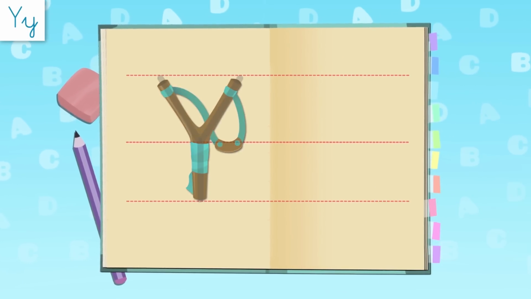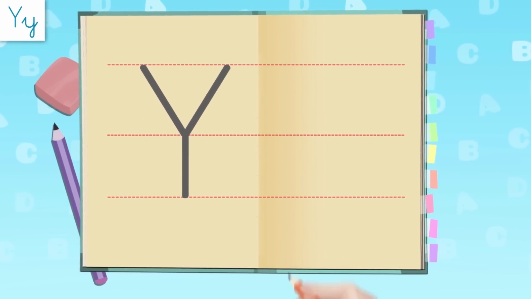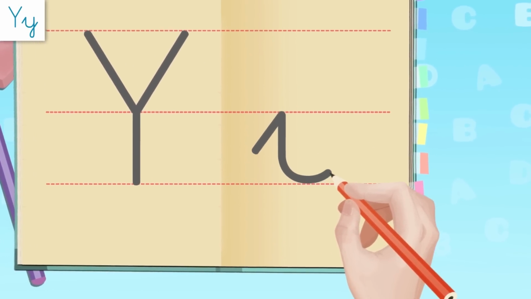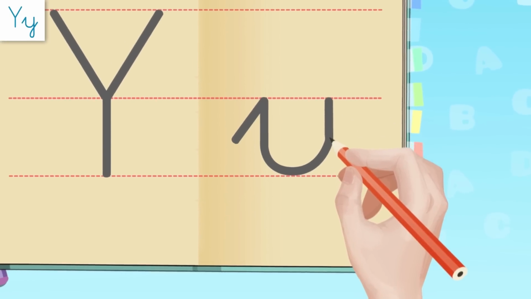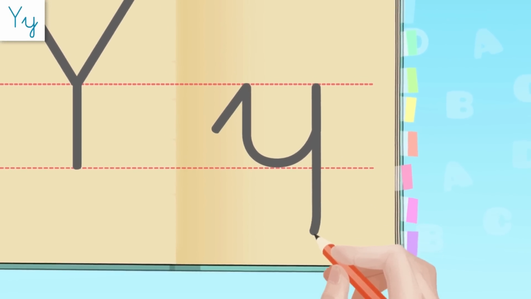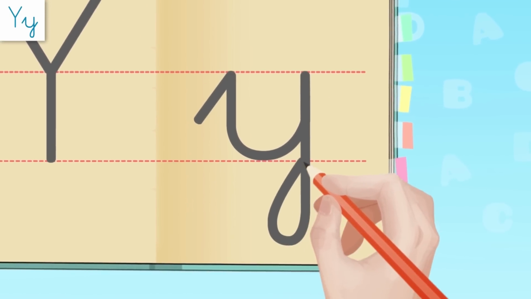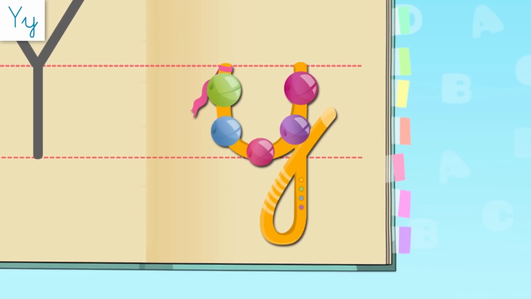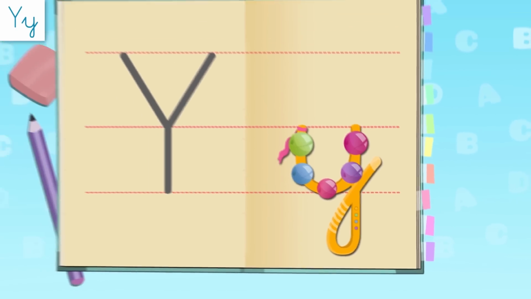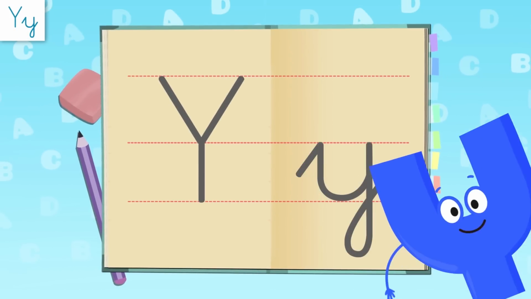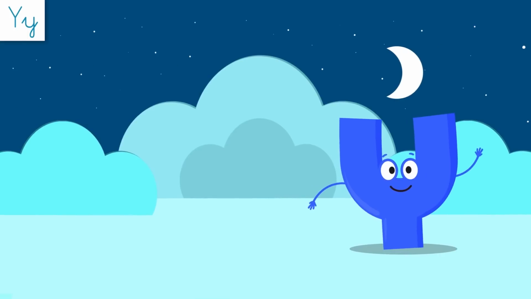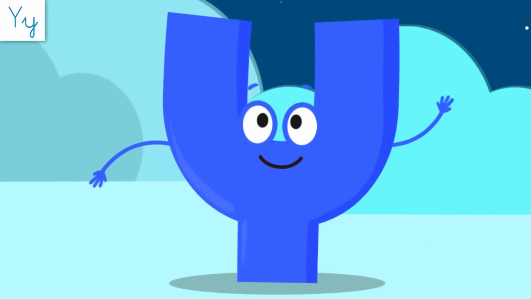Now let's look at the lowercase version. We start with a short line, then we go down and make a curve until here. Then we keep going down, we make another curve, and we end with a little tail. Fantastic! I'm like a rattle! Try it at home with pen and paper. It's super easy! Now, let's look at the words I'm in.